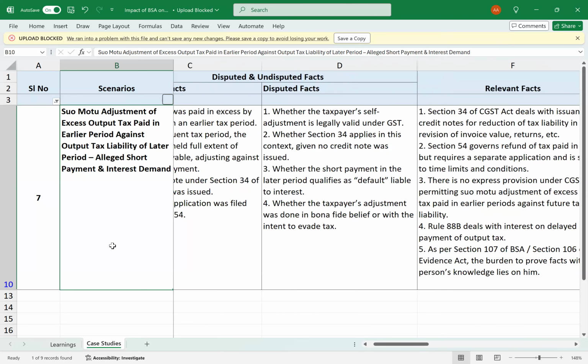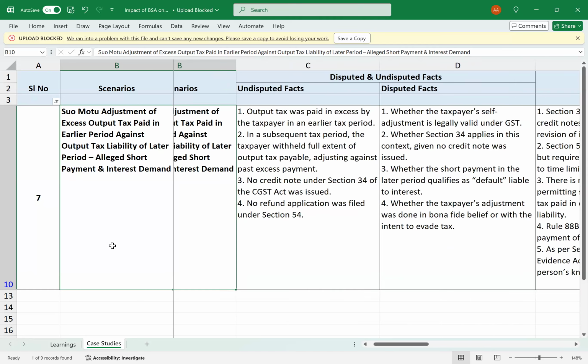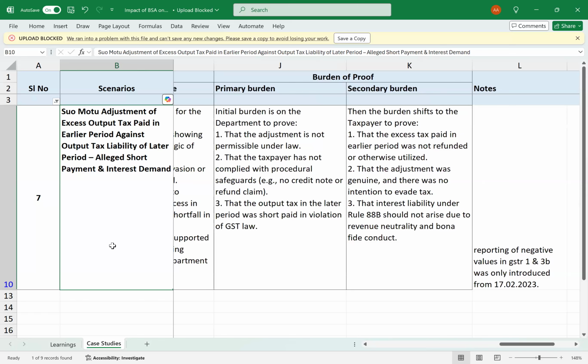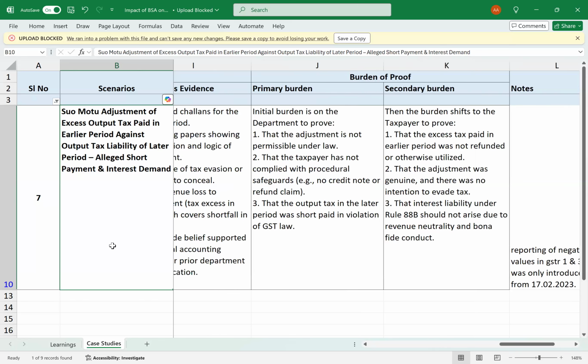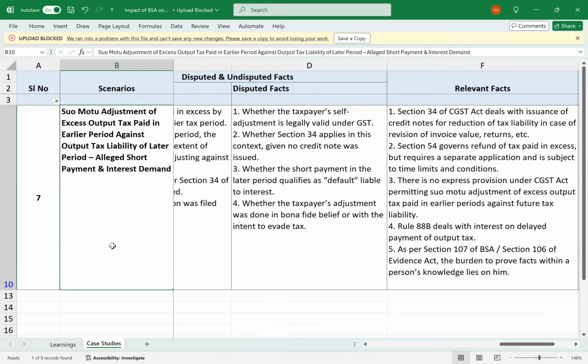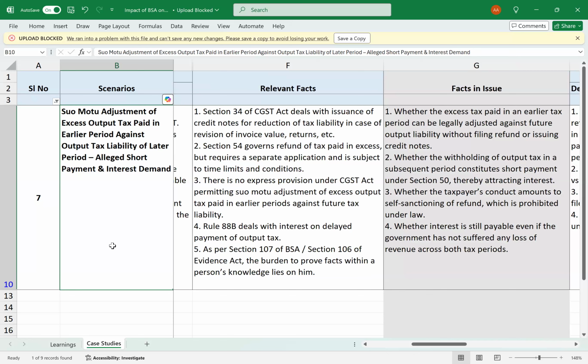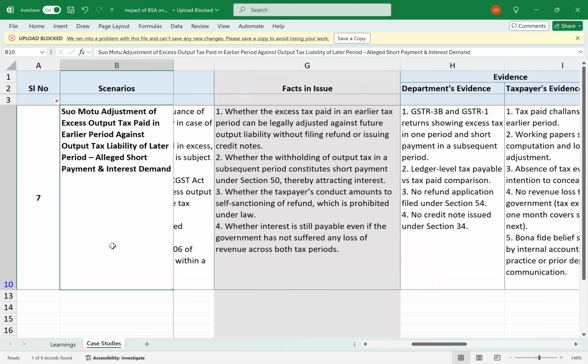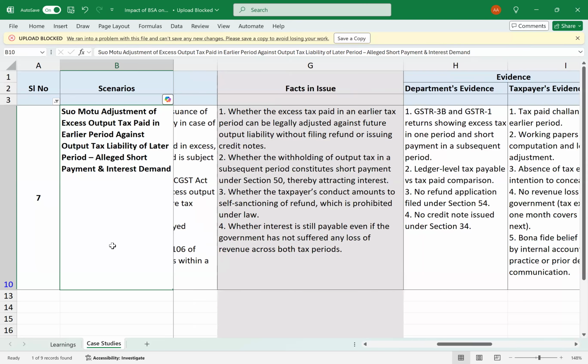Okay. And moving further, the thing which I wanted to ensure is that the reporting of negative values in 1 and 3B was only introduced from 17 February 2023, right? Having said that, the relevant provisions are 34, 54, and no express provision of CGST guides us on the suo moto thing, right? And the issues remain whether the excess tax paid in an earlier period can legally be adjusted or not, whether withholding of output tax in a subsequent period constitutes short payment under 50, and whether the taxpayer's conduct amounts to self-sanctioning of refunds, which is prohibited under the law, and whether interest is still payable or not. These remain the issues.